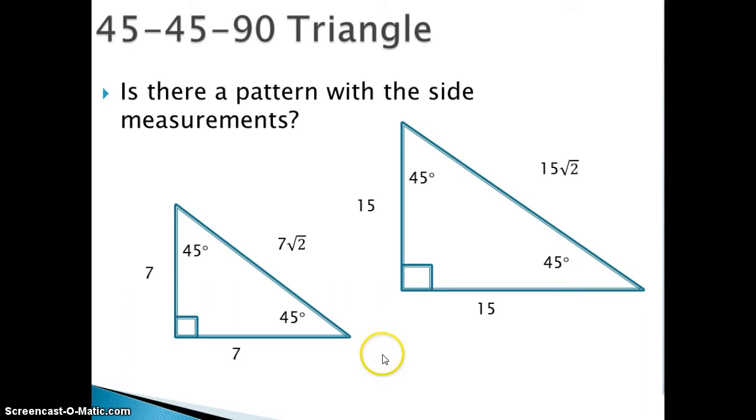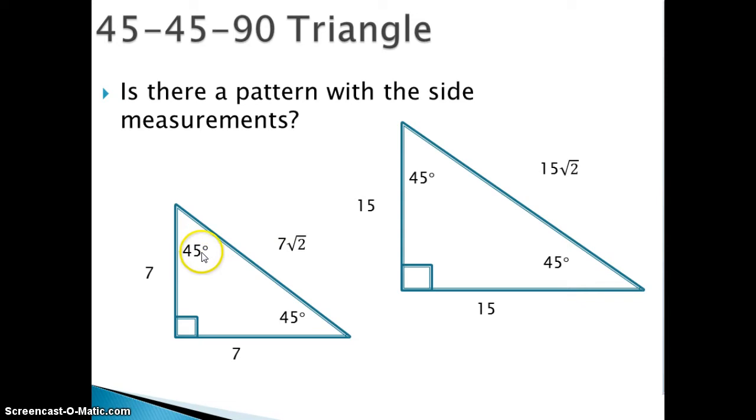So from this slide right here, 45, 45, 90 degrees, we know that there are two 45-degree angles, so it's isosceles, and we have a 90-degree angle. Both these triangles have that characteristic. Looking at our sides, we'll notice that across from the 45 degrees are the same measurements, 7 and 7. Across from the 45 are the same, 15 and 15. The hypotenuse looks almost the same, except there's a root 2 on the end.